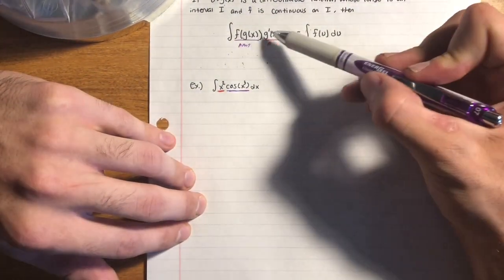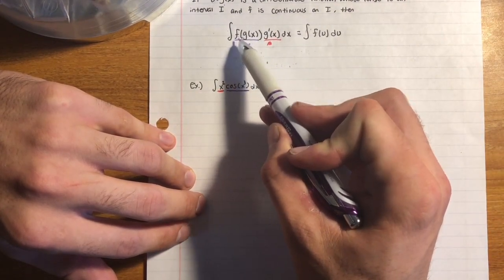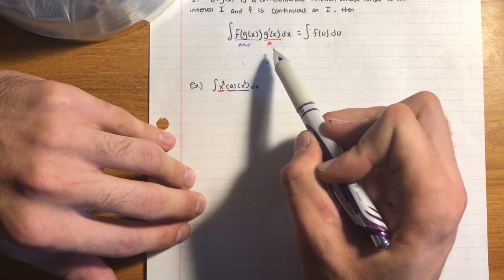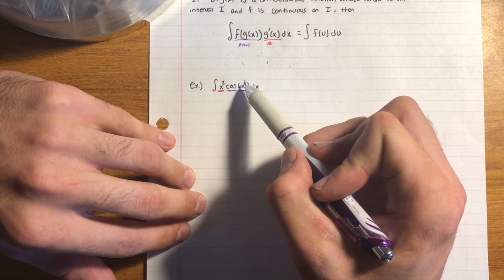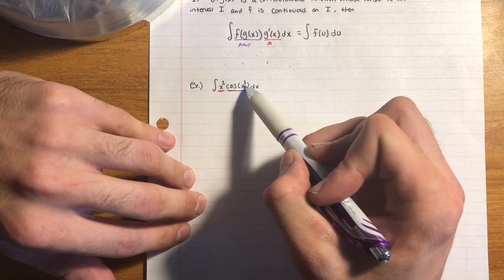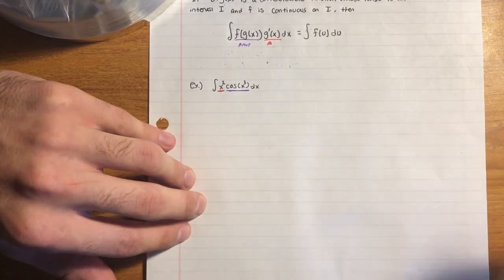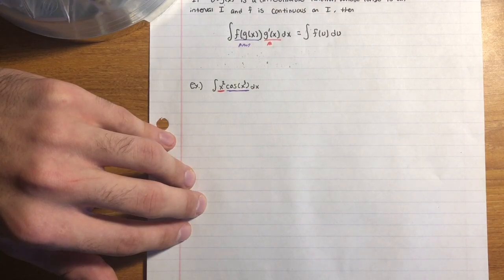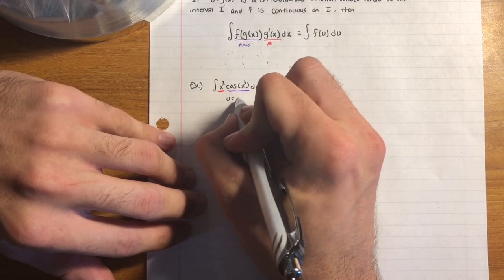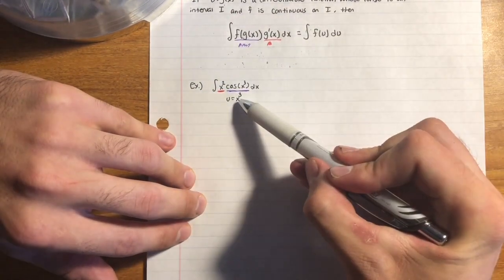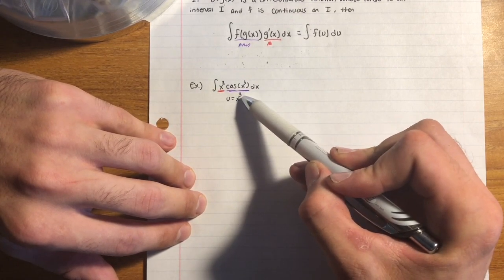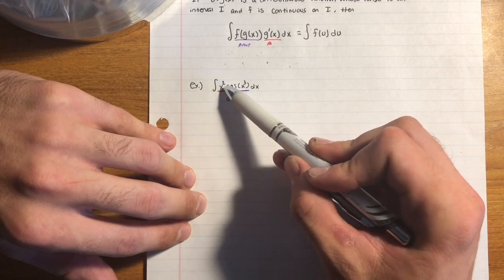Now, based on this formula, your f of x is cosine of x, okay? And your g of x is your x cubed. When you take the derivative of this inside function, it's supposed to give you your g prime of x. So when you work it out, you should set u equal to x cubed, because when you take the derivative of x cubed, you end up getting x squared. Well, the derivative of x cubed is 3x squared, but x squared is included in your answer.